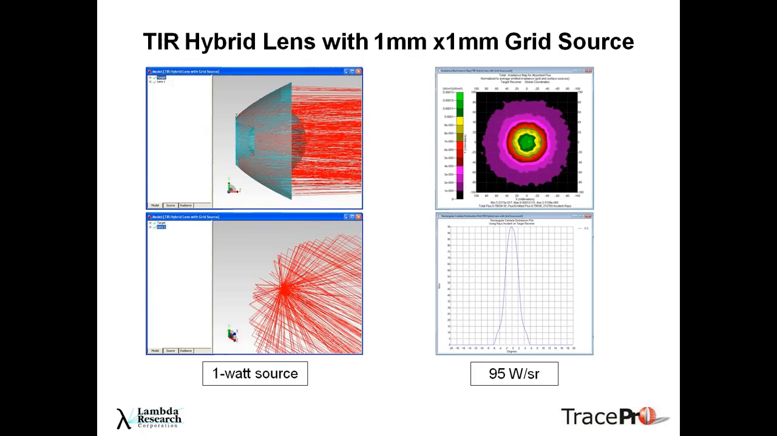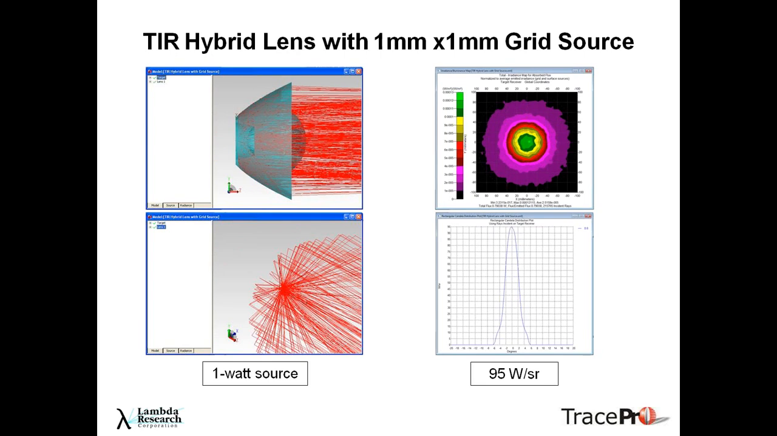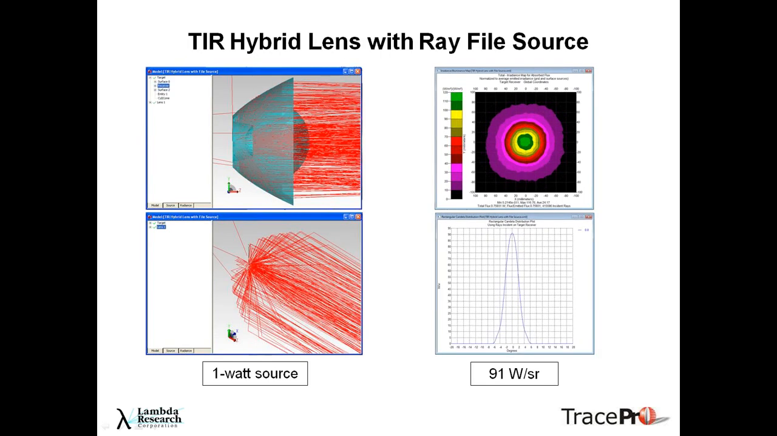There's the grid source, the file source, and my angular distribution, my intensity, also looks very similar. We went from 95 watts per steradian down to 91 watts per steradian, so in the same ballpark with roughly the same beam shape. So we've improved upon the point source either with just a grid source or a file source.